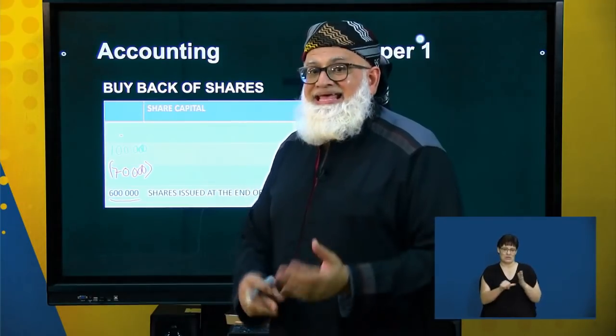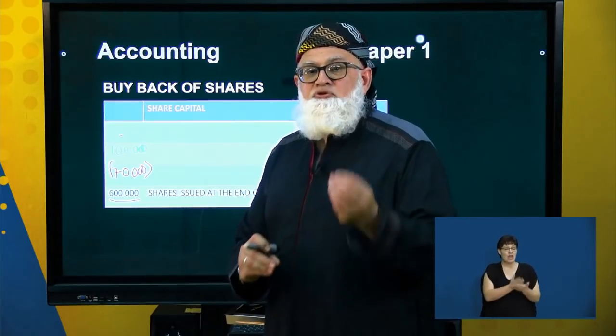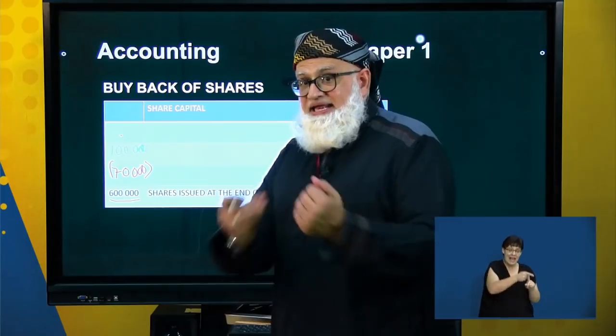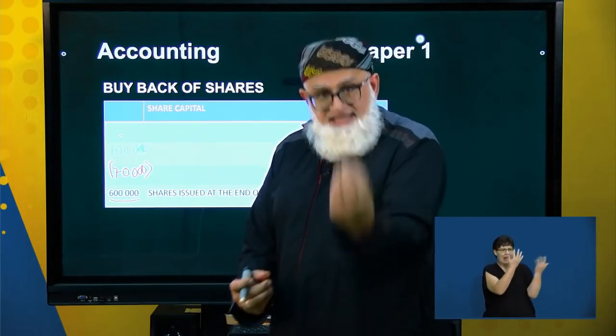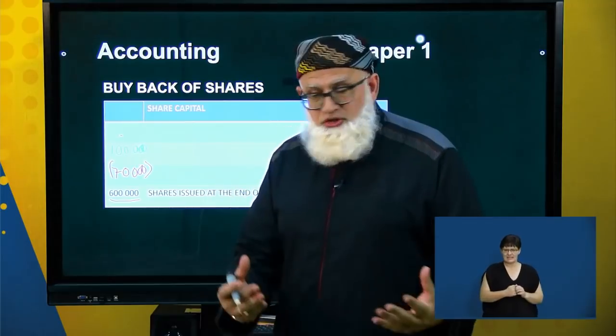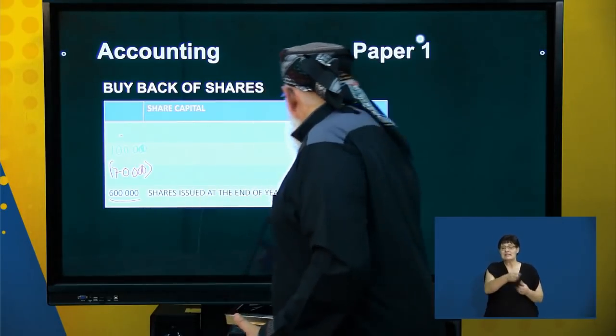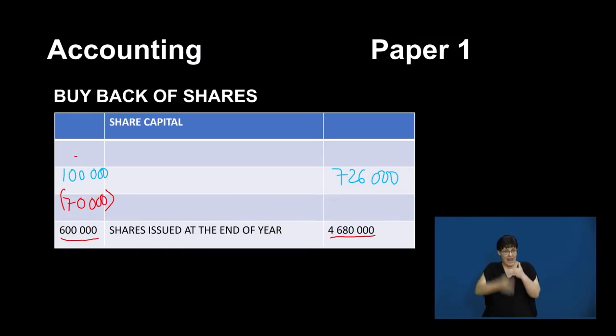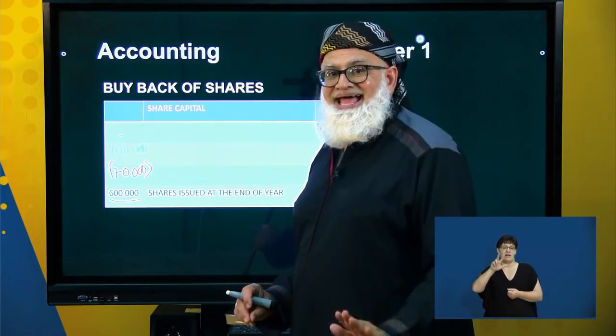Once again, in my share capital, I put in the average price. Can I calculate the average? Certainly I can. How do I do that? By taking my value at the end of the year, which I just did, 4,680,000, divided by the number of shares in issue, namely 600,000, that will then tell me clearly that the value of those shares was 7 Rand and 80 cents.